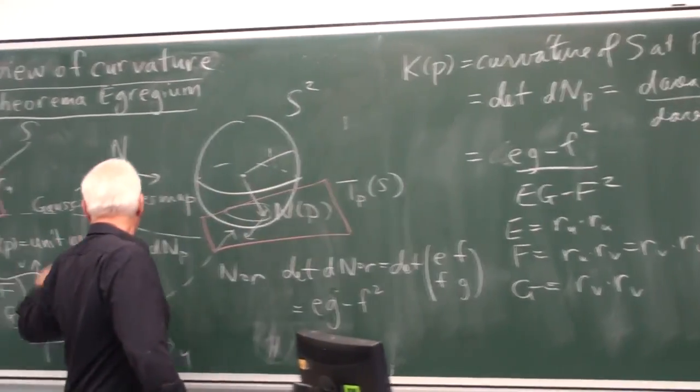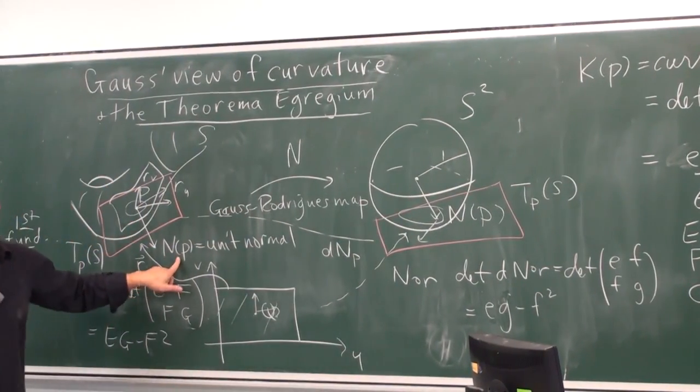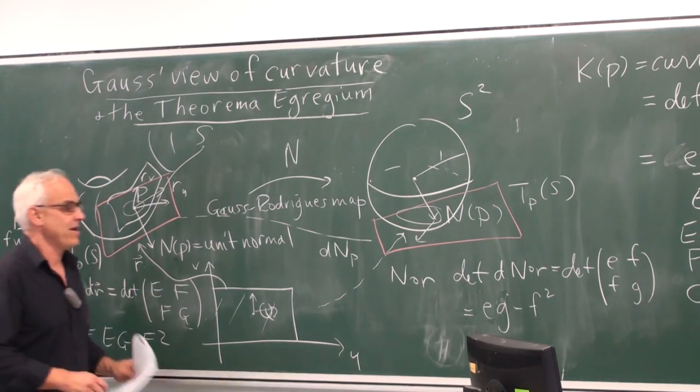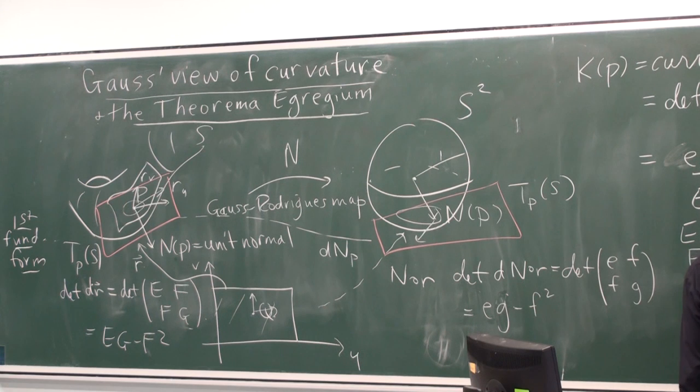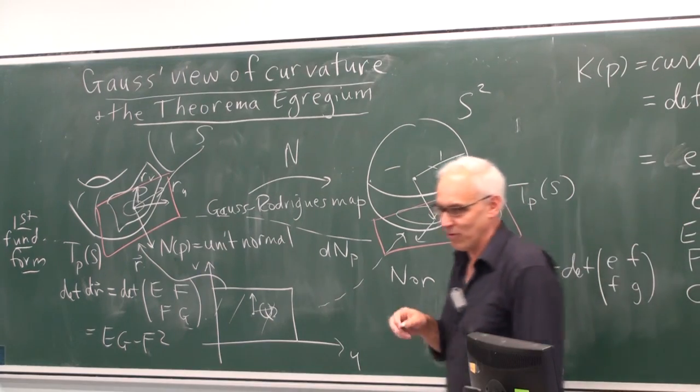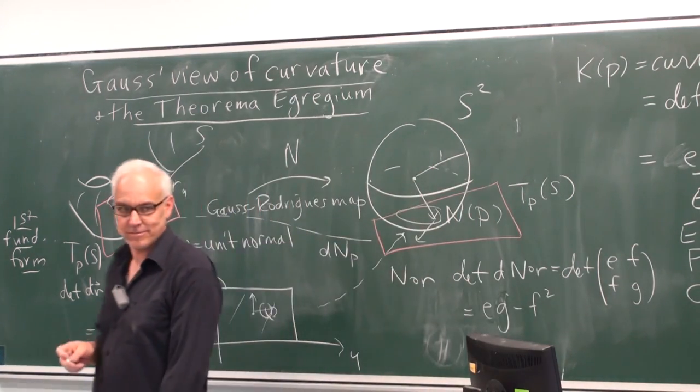You have to have a parameterization. You're going to have to compute an n, which is a normal. Okay? And I'll remind you that the normal was obtained by R sub u cross R sub v divided by the length of R sub u cross R sub v. There's a bit of a square root floating around there with that n.